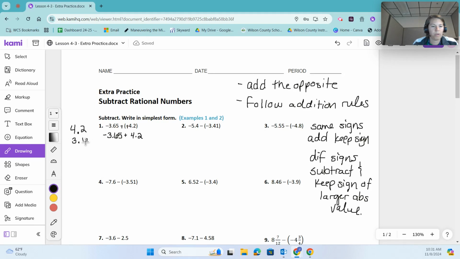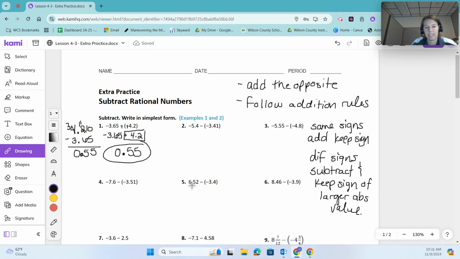So we are going to subtract these. 4.2 minus 3.65. Add a 0 here. Borrow, 10 minus 5 is 5. Borrow again, 11 minus 6 is 5. 3 minus 3 is 0. And I keep the sign of the larger absolute value. Positive 4.2 has a larger absolute value than negative 3 and 65 hundredths. So my solution here is 55 hundredths, and it's positive.